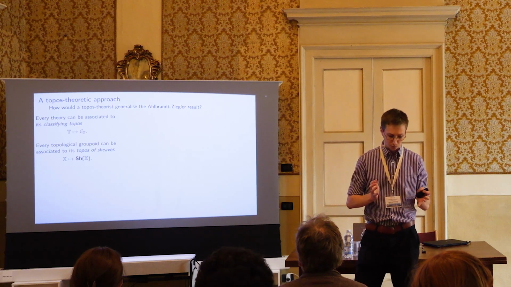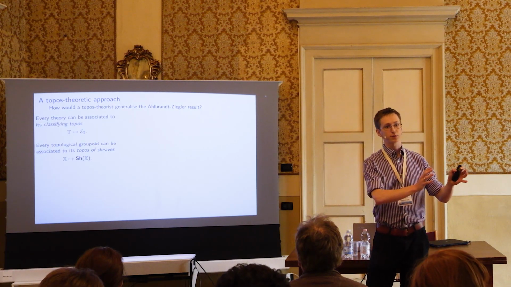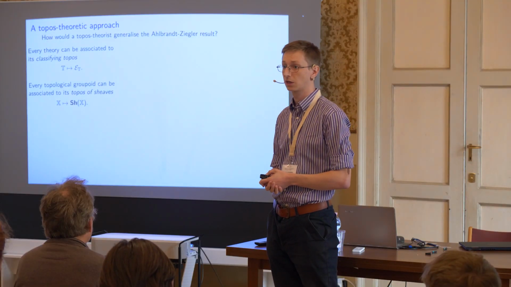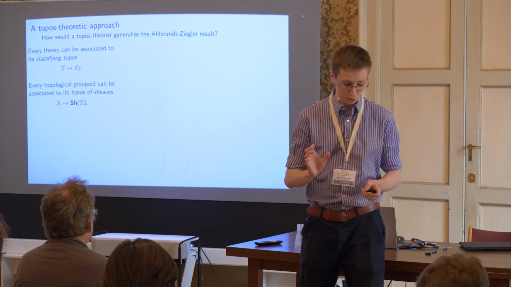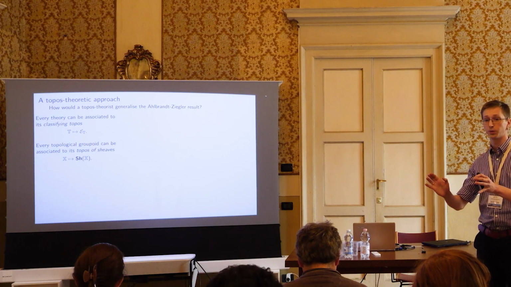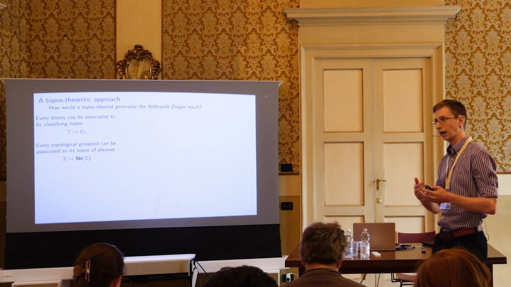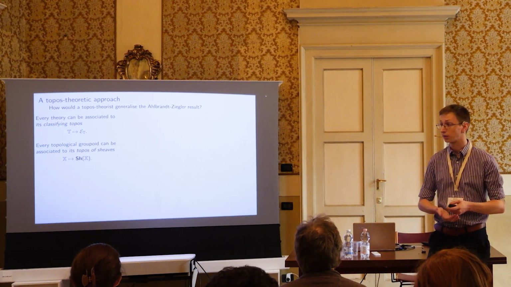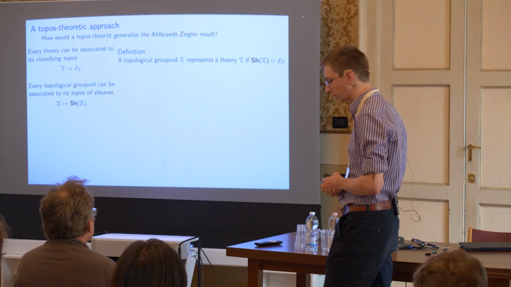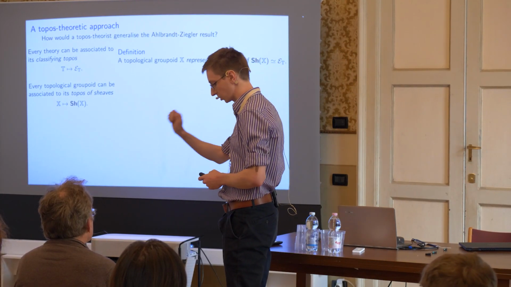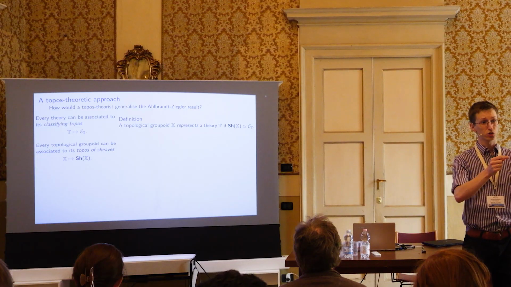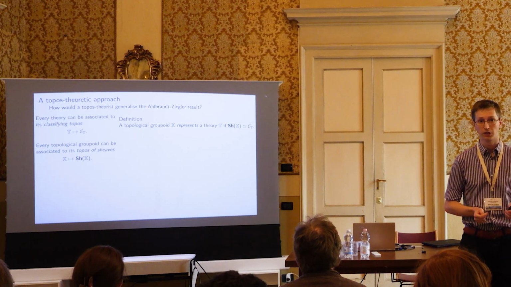Well, there's going to be some toposes. To every first-order theory, we can assign a classifying topos. And we're going to be using topological groupoids. For every topological groupoid, we can also assign a topos, the topos of equivariant sheaves, or just sheaves for short. And so we can come up with a definition and say that my theory is going to be represented by a topological groupoid if these two toposes are equivalent.